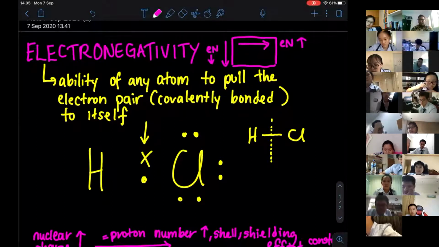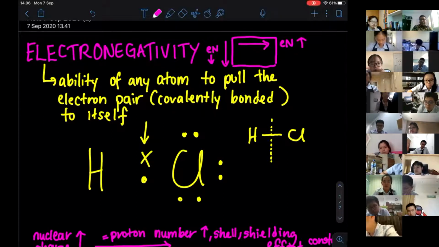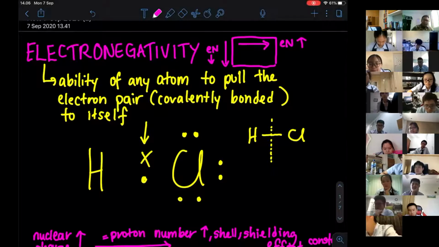Now, using this concept, we can also know, just take note, that if you are arranging in a form of scale, there must be something that is very less electronegative, and there must be some element that is very highly electronegative. It is similar to when you are having a class, there must be a student having the lowest mark, and there must be a student having the highest mark.